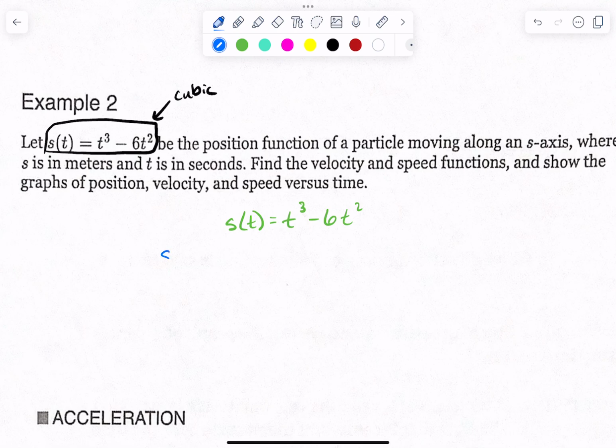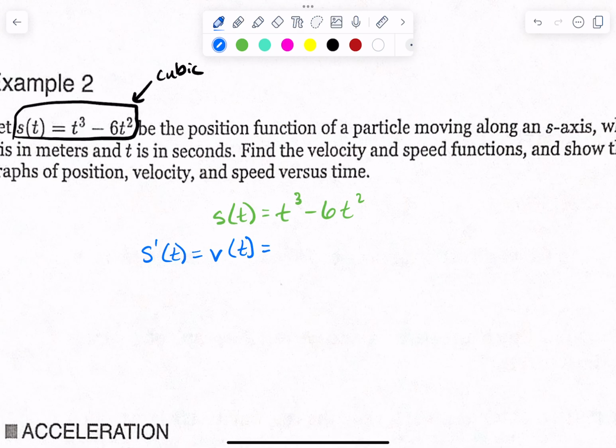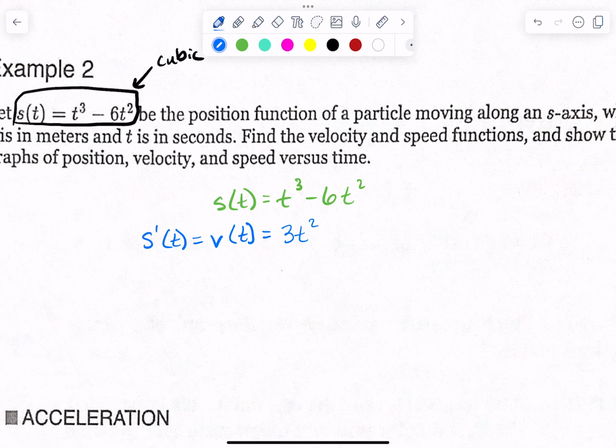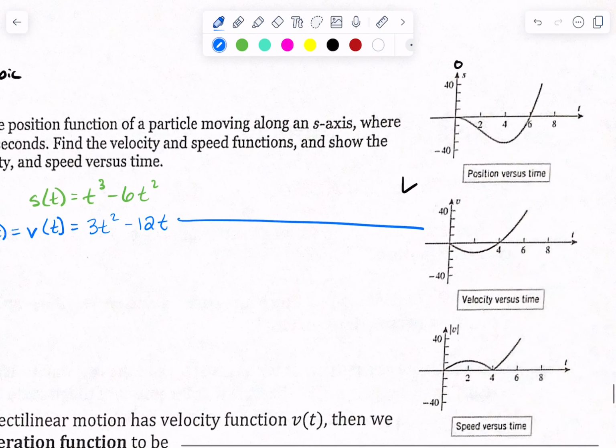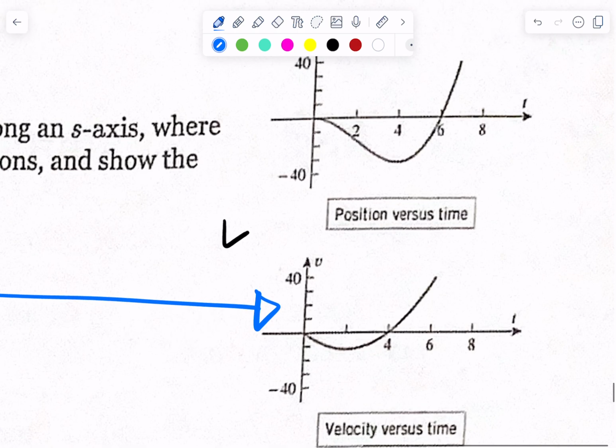So if I find s prime of t, which is the derivative of the position function, that is the velocity, yeah? Okay, the velocity will be 3t squared minus 12t, yeah? So now I'm down to a quadratic function. Normally, we don't graph the velocity function or the first derivative. We plug numbers in to see if it's increasing, decreasing, that type of thing. But now we're going to be graphing this velocity function and showing you what the velocity is doing, not where the ant is physically, up and down the hill, but what's happening to the velocity. Okay.